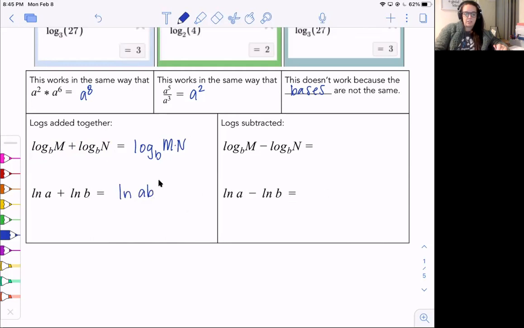This is our addition. Our subtraction of logs, similar: log base b, our base is going to stay the same, but this time we would have m over n. In some situations, you'll see the parentheses around that division bar there. And then same thing with the natural log. Natural log of a minus natural log of b is natural log of a over b. So these are the two standard rules that we're going to be working with. Addition meaning multiplication, subtraction meaning division.